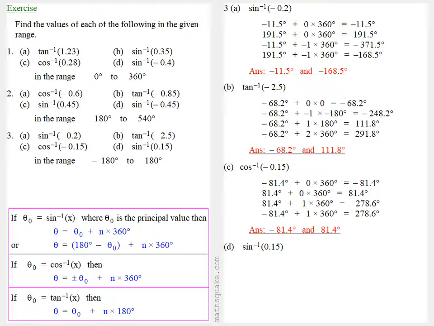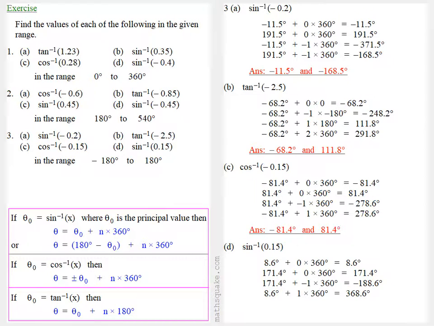In part D, we want the inverse sine of 0.15. When we do that on a calculator, we get 8.6 degrees, and if we take that away from 180, we get 171.4 degrees. Now, we can add or subtract 360 degrees from either of those, and we see the only numbers we want in the range are 8.6 degrees and 171.4 degrees.